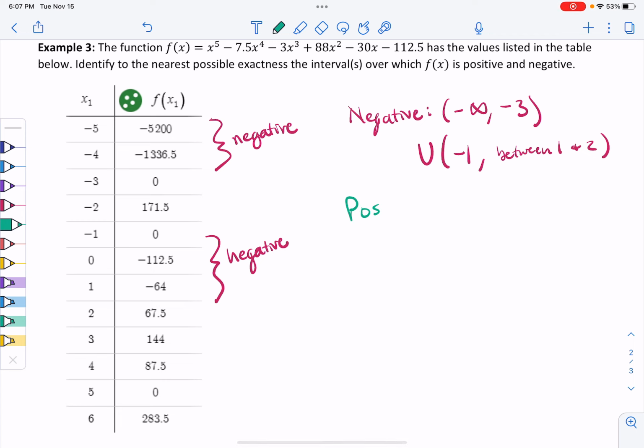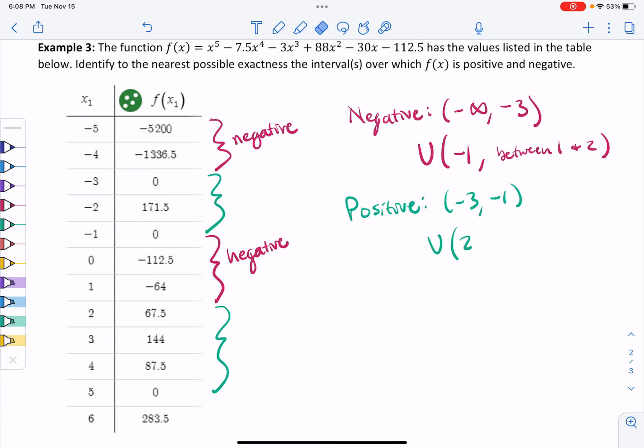Positive. We've got this section right here. So from negative 3 to negative 1, not including negative 3 and negative 1, because it's 0 there. And from 2 to, well, it's 0 right there, so I have to stop. So 2, which is between 1 and 2, just like our negative. Between 1 and 2 up to 5. And then we can go from 5 on to infinity for this section.